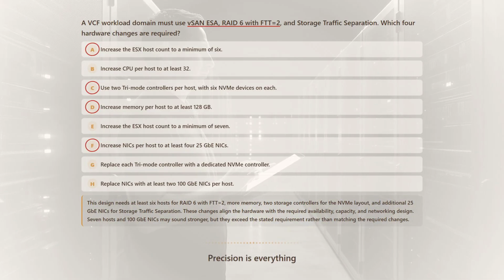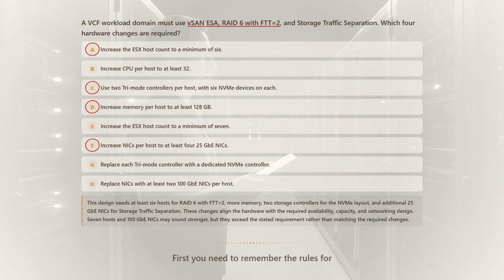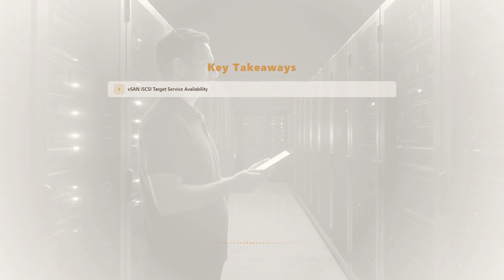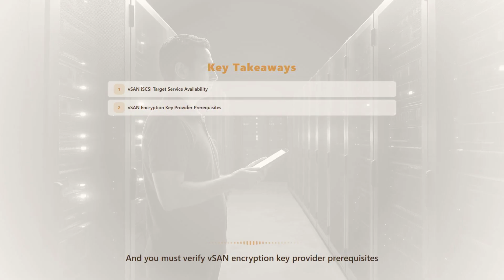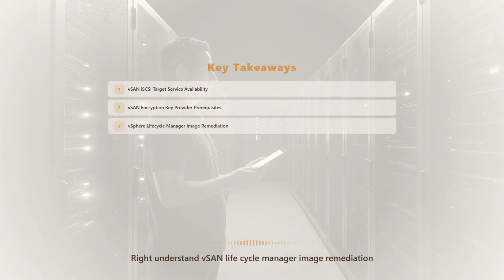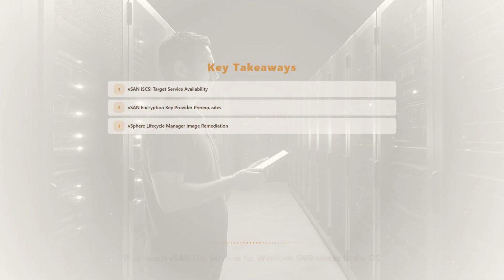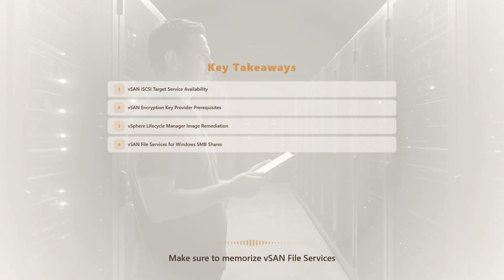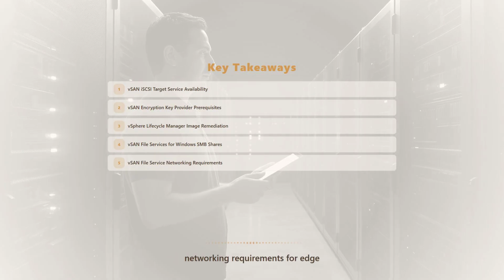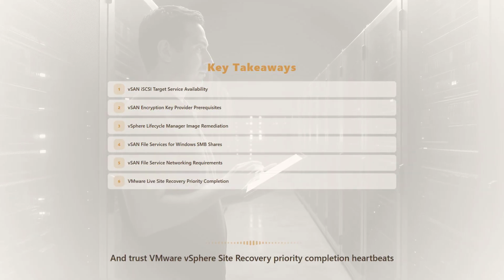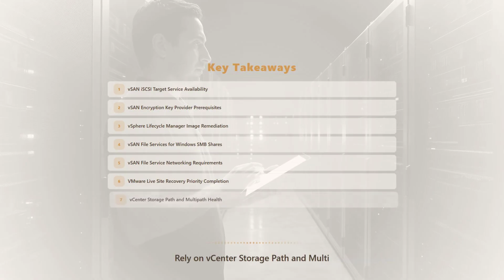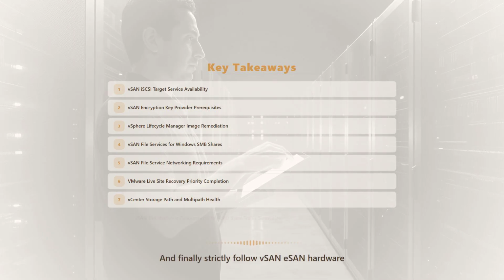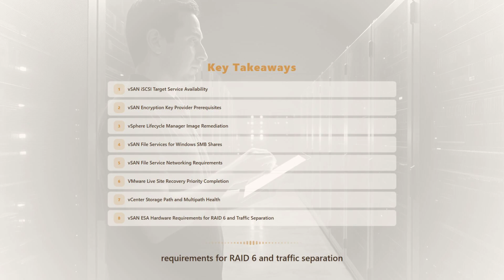Precision is everything. Okay, let's lock in your key takeaways. First, you need to remember the rules for vSAN iSCSI target service availability. And you must verify vSAN encryption key provider prerequisites. Right. Understand vSphere Lifecycle Manager image remediation. Plus, match vSAN file services for Windows SMB shares to the OS. Make sure to memorize vSAN file service networking requirements for edge. And trust VMware Live Site Recovery priority completion heartbeats. Rely on vCenter storage path and multipath health for external Fibre Channel. And finally, strictly follow vSAN ESA hardware requirements for RAID 6 and traffic separation.